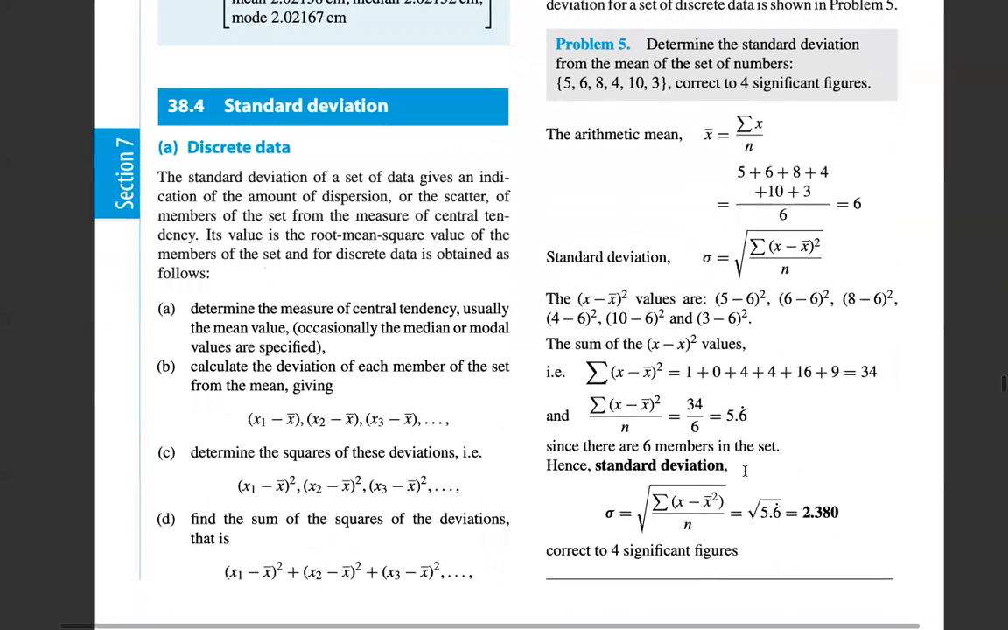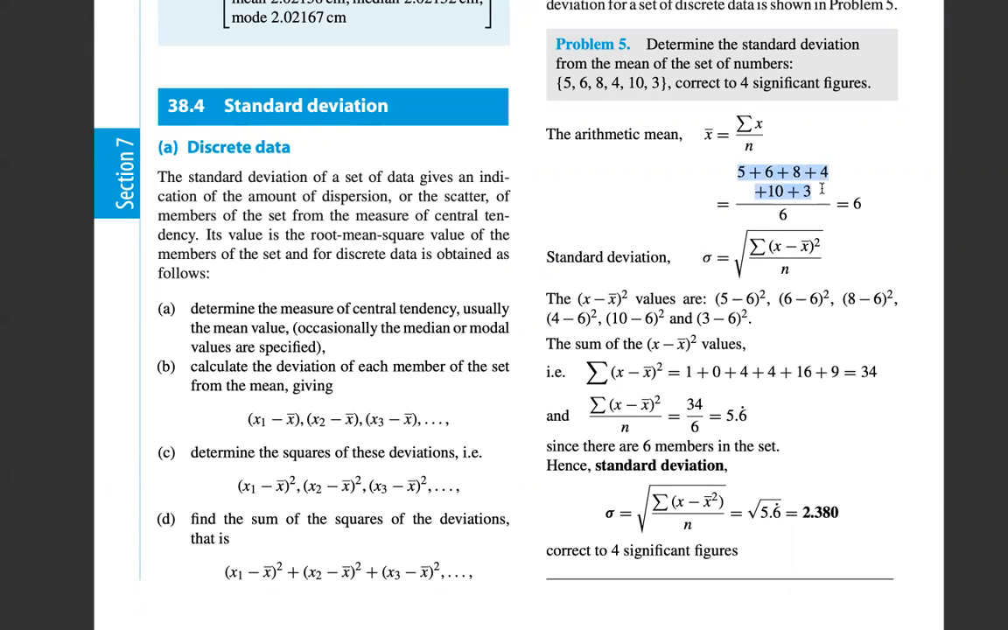So let's look at a calculation. Determine the standard deviation of this set of numbers: 5, 6, 8, 4, 10, 3. They want you to find the standard deviation of that. So, you get to working. First, you find the mean. What's the mean of that data?